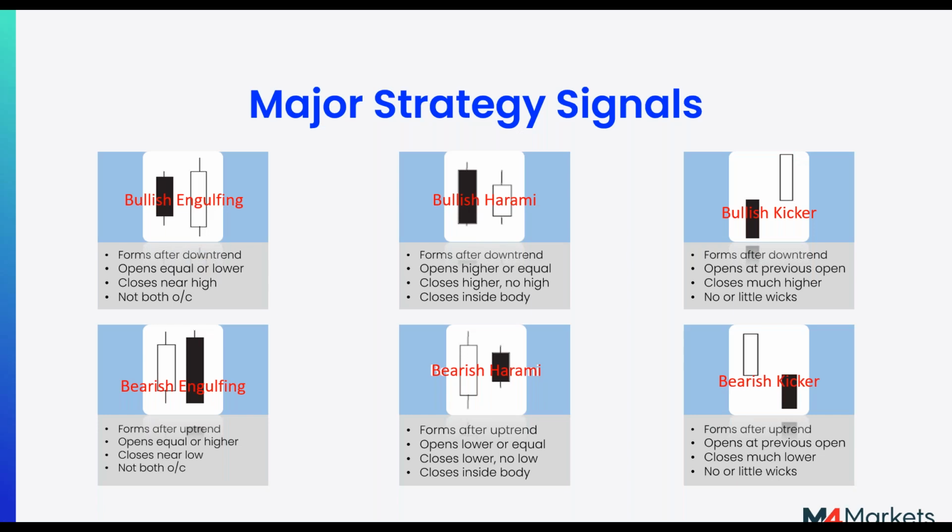Now, the major strategy signals, and these are the strategies we want to talk about, guys. Bullish engulfing and bearish, bullish harami and bearish, bullish kicker and bearish kicker. Okay, bullish engulfing forms after a downtrend, and it opens equal or lower to the preceding candlestick, and closes near the high.